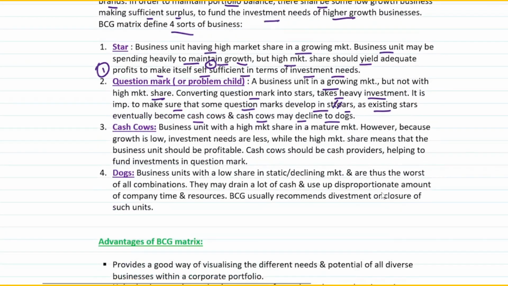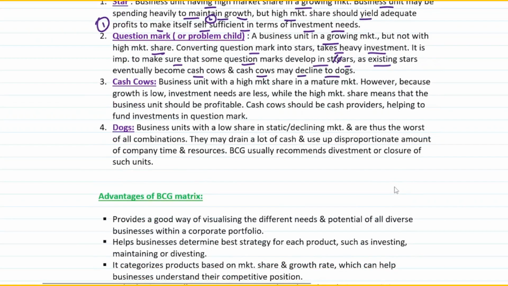That's what it says. It is important to make sure that some question marks develop into stars, as existing stars eventually turn out to be cash cows and cash cows may decline to dogs. So basically a business unit in a growing market but not with a high market share is a question mark, but you should eventually aspire to become a star. A star eventually will become a cash cow and then it will become a dog.